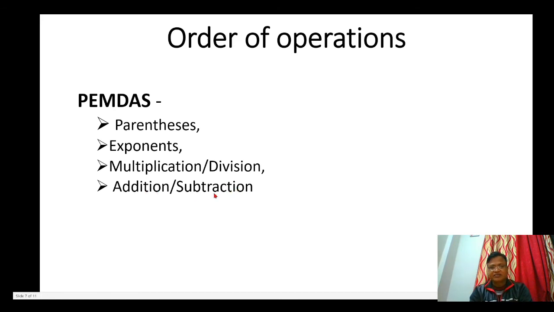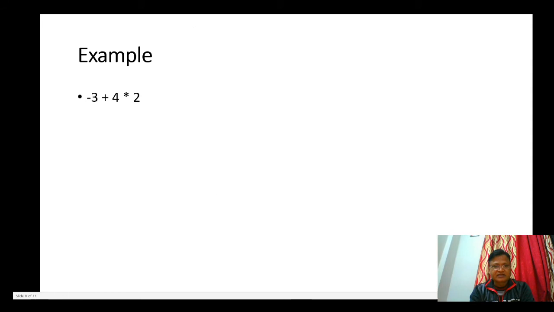So let's see a few examples for better understanding. Here you can see in that particular example, I have used two symbols, plus and multiplication. As I have discussed in the previous PPT, multiplication has higher precedence than the addition symbol. So firstly 4 into 2 will be solved. We know that 4 into 2 gives 8. Then minus 3 plus 8 we will get 5 as output. Okay, so in this way the expressions are solved by using the PEMDAS rule.